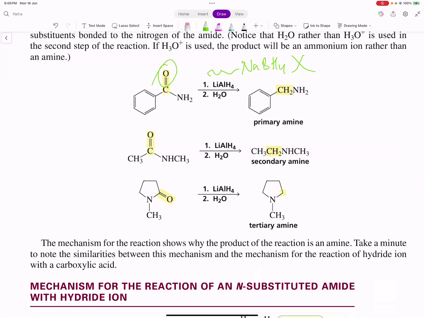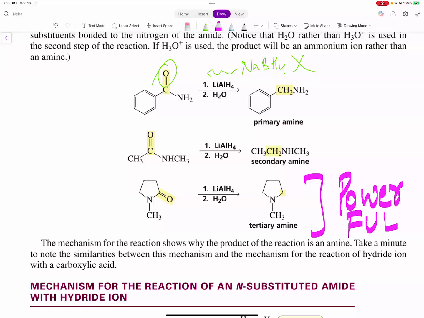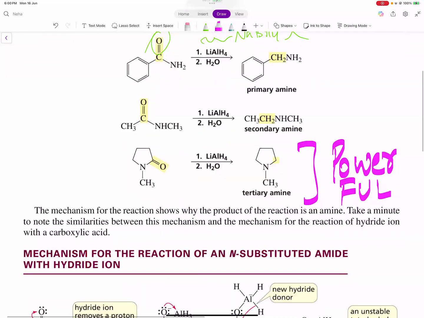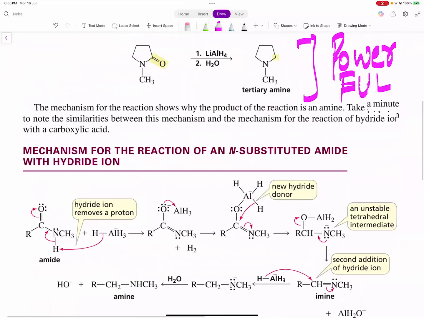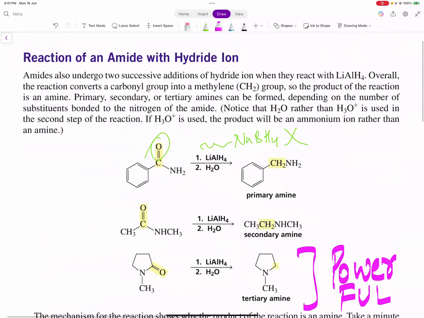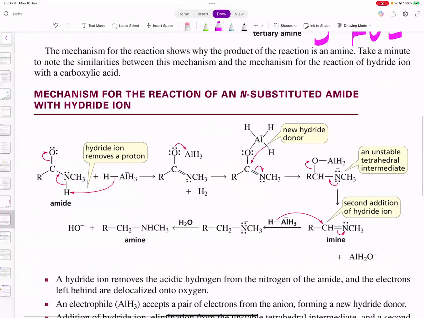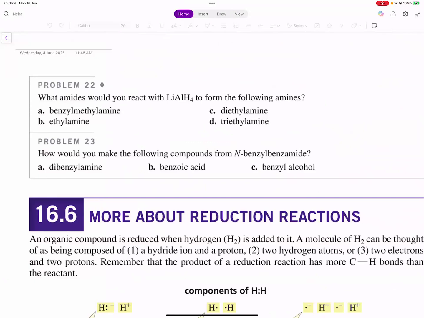The first two are okay, but this is powerful. Quite a change. The others are still okay, but this one, ooh. Tertiary cyclic amine. Here's the mechanism. You can go through it if you want, but like I told you, it won't serve you much. Yeah, in the next class we'll discuss more about reduction reactions.